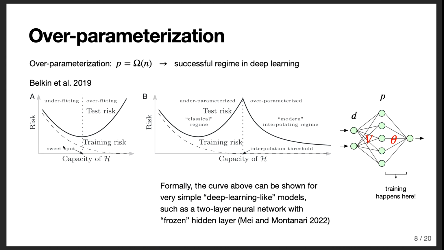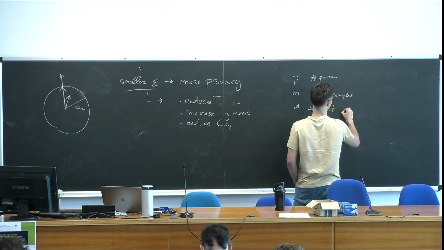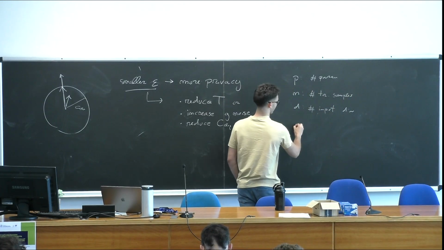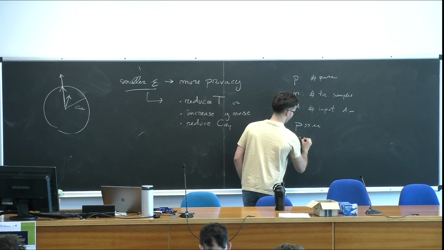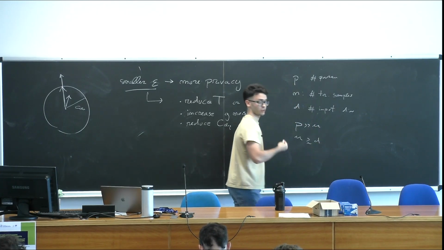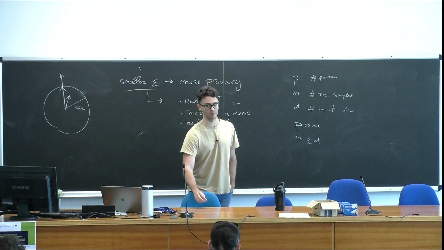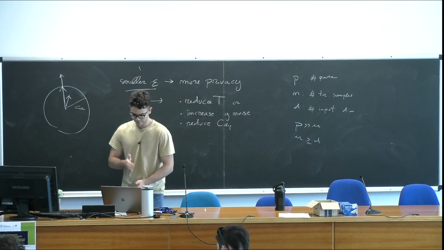So let me remark again. P is the number of parameters, N is the number of training samples, and D is the input dimension. For the sake of this talk, imagine P always larger than N, and N you can imagine to be of the same order or a bit larger. I'm going to be more specific later about what our main result does.